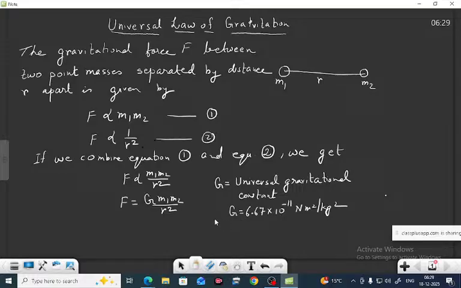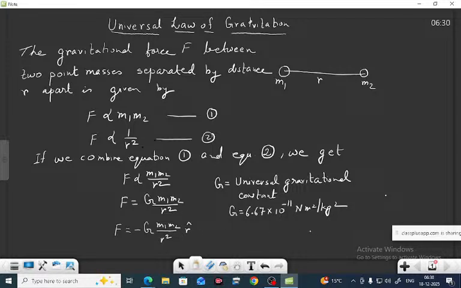So you find that the value of G is 6.67 into 10 to the power minus 11 Newton meter square per kg square. And if we want to write the gravitational force in vector form, we can write it as F equal to minus capital G into m1 into m2 by r square, r unit vector. The minus sign is there because gravitational force is an attractive force.